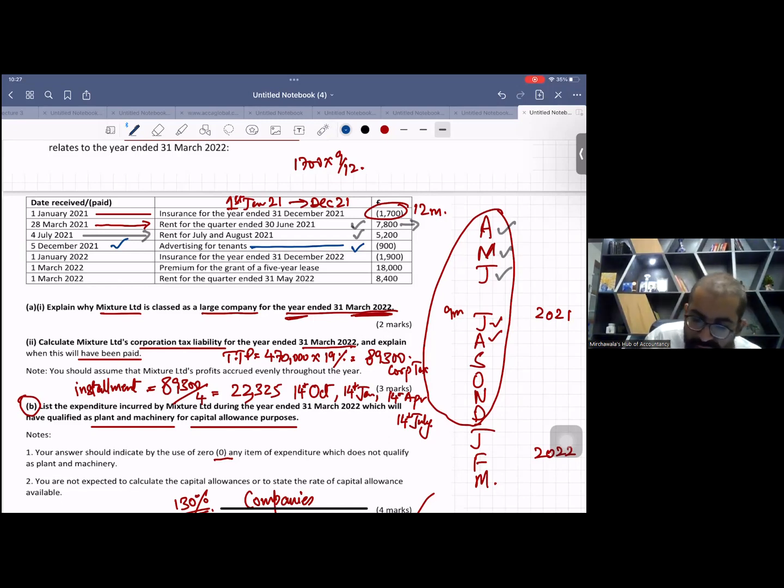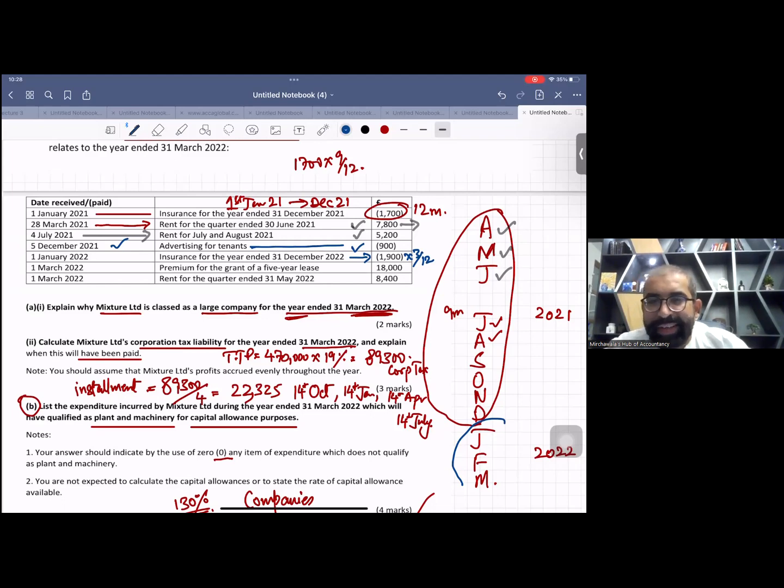On 1st January, insurance for the year ended 31st December 2022. Now, this 1,900 is the insurance from 1st January 2022 to December 2022, so only the 3 months fall in our accounting period: January, February, March. So we'll take 1,900 times 3 upon 12 in our accounting period as an allowed expense. From January 2022 to December 2022, this insurance is for 12 months, but we'll only include the 3 months because we are working on accrual basis.